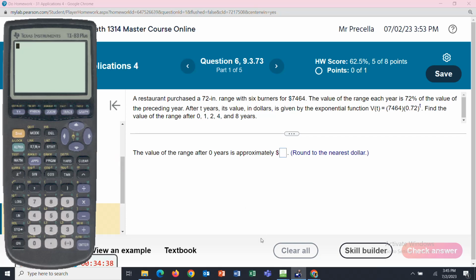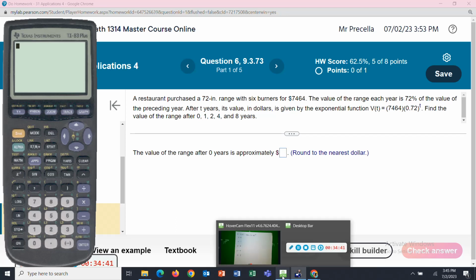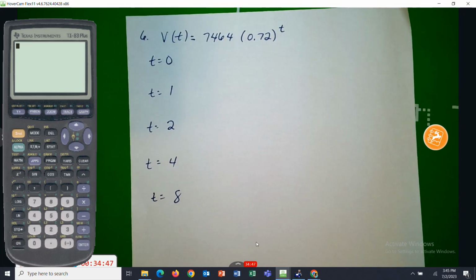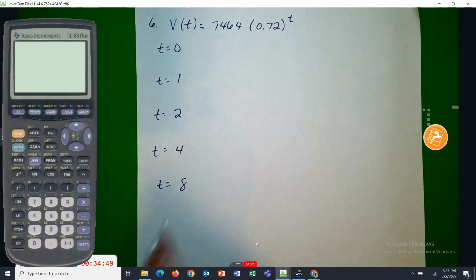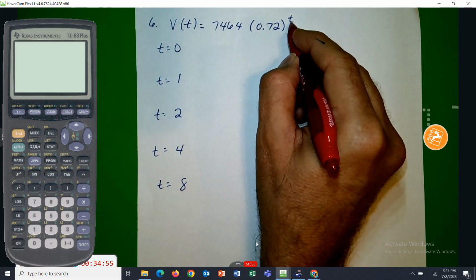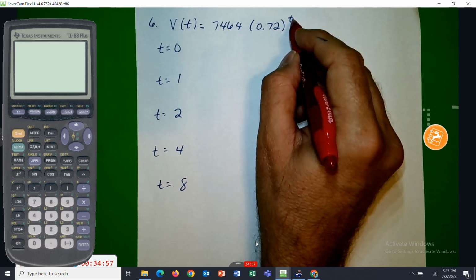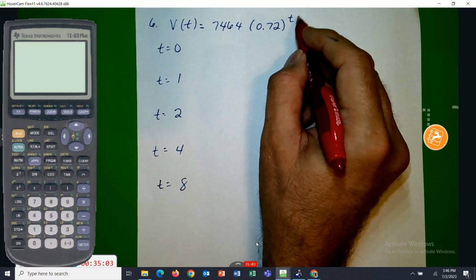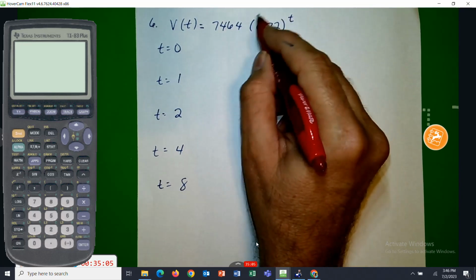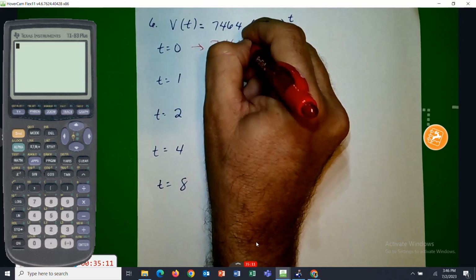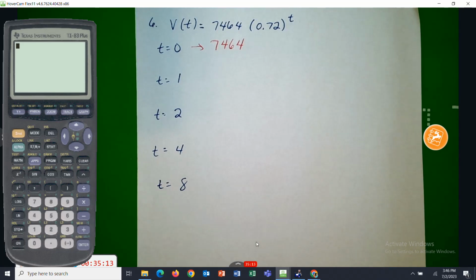After 0 years, that's when they bought the range. If we plug a 0 in for t, remember that rule about a 0 exponent? Anything to the 0 power is just a 1. So after 0 years, you've just bought it. It costs $7,464. So we're assuming that's what it's worth.